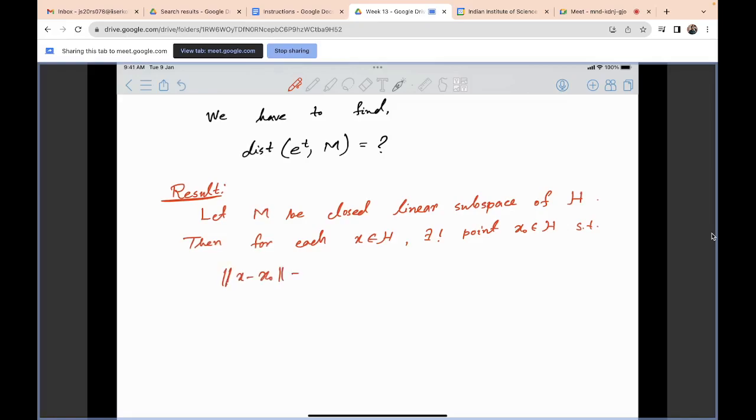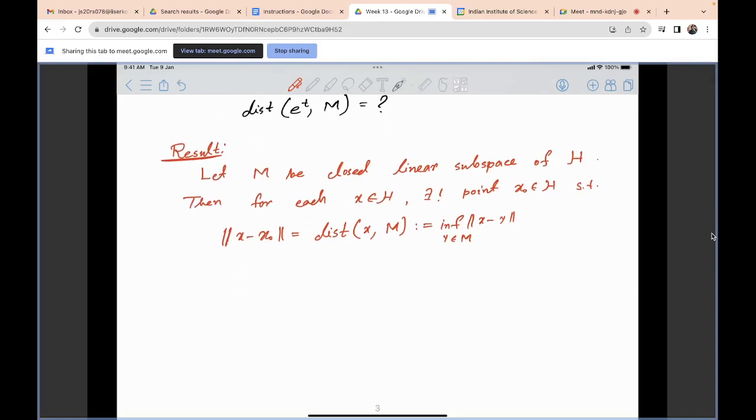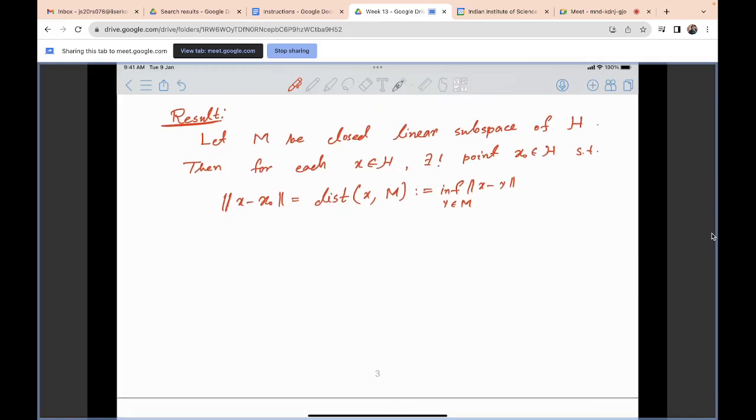the norm of x minus x naught is the distance of x to the subspace M, and this distance is defined as the infimum of the norm of x minus y over all y in M. So basically, if M is a closed linear subspace, then for any point x in H there is a unique closest point x naught, so that the distance between x and M is given by the norm of x minus x naught. This x naught is called the projection of x onto M, and it is well defined because it is unique.